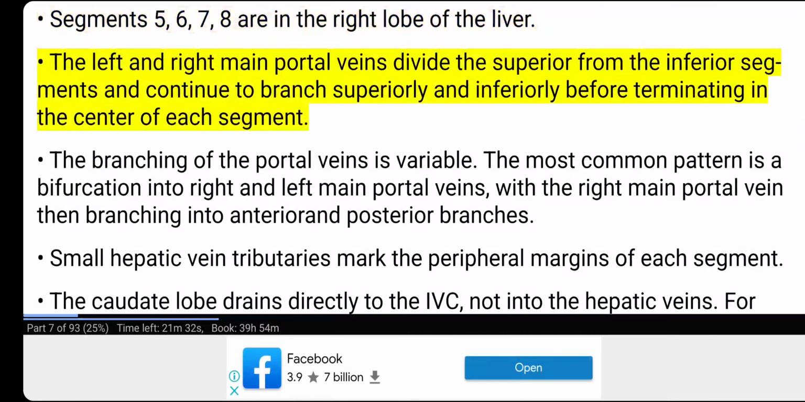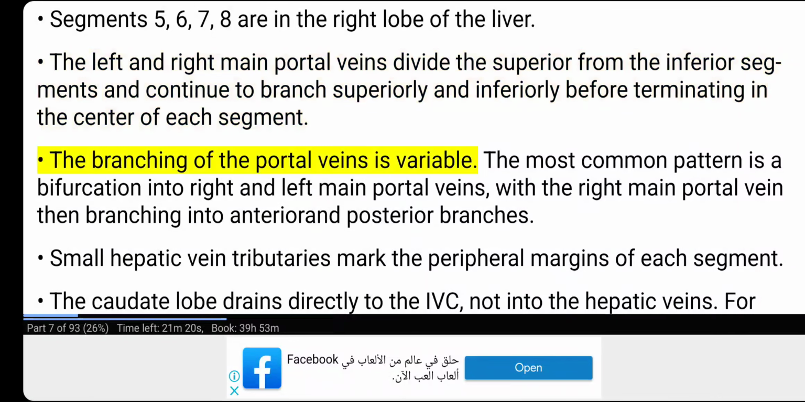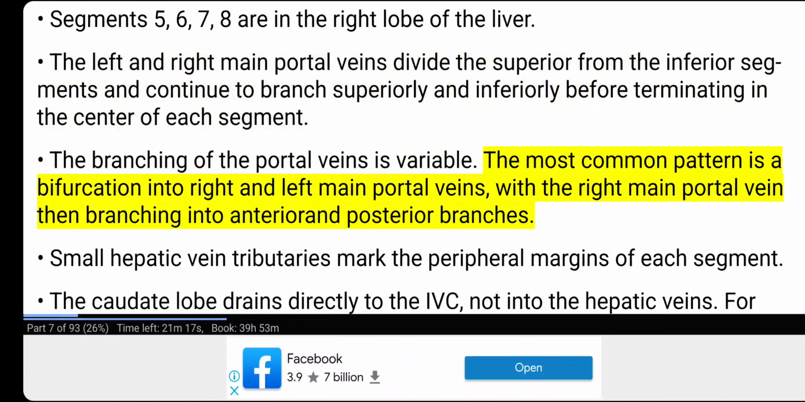The left and right main portal veins divide the superior from the inferior segments and continue to branch superiorly and inferiorly before terminating in the center of each segment. The branching of the portal veins is variable. The most common pattern is a bifurcation into right and left main portal veins, with the right main portal vein then branching into anterior and posterior branches.